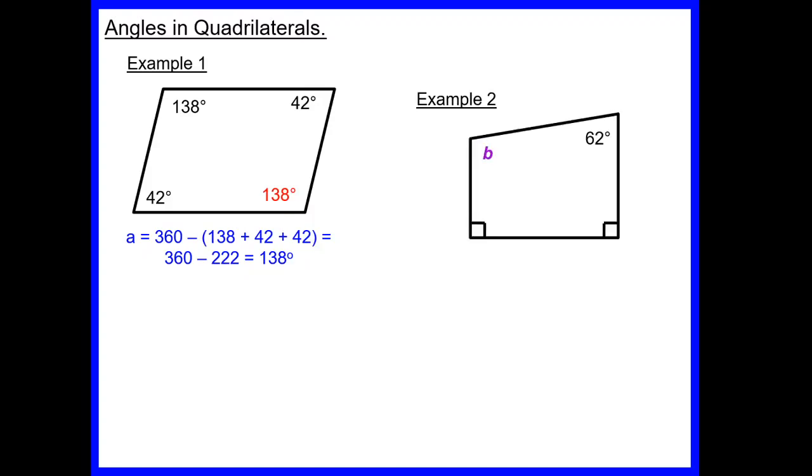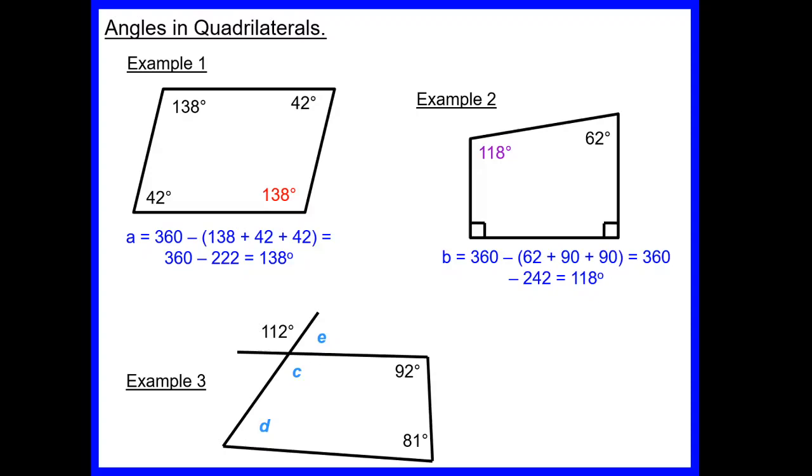Okay, our second example. We've been given another quadrilateral here. We're told this one's 62. We've been given our right angle symbol for these two, so each of those must be 90 degrees. And again, we know the total adds to 360. So 360 minus the 62 plus the 90 and the 90. That adds to 242. So 360 minus 242 means that B is 118 degrees.